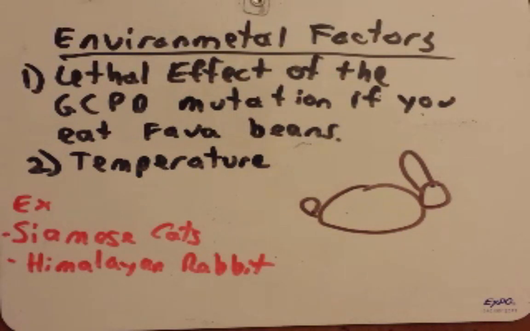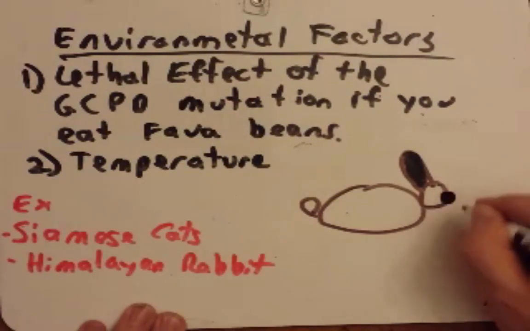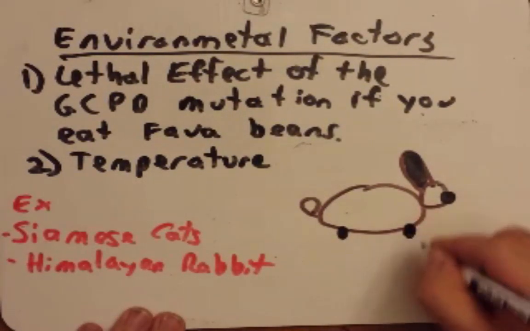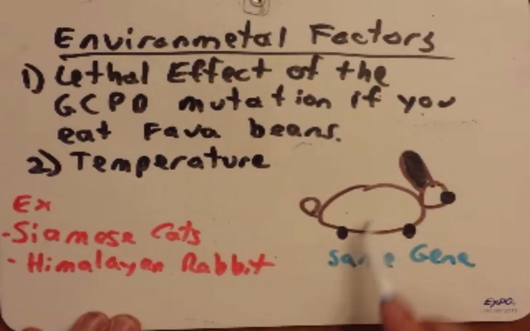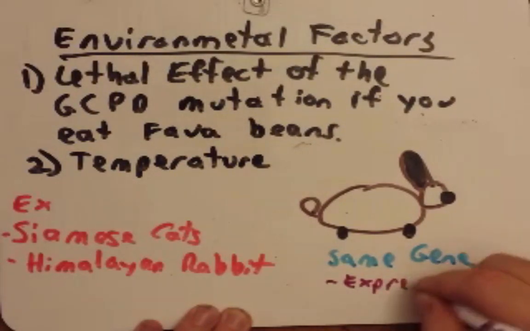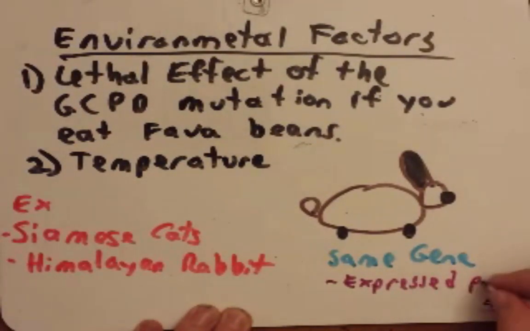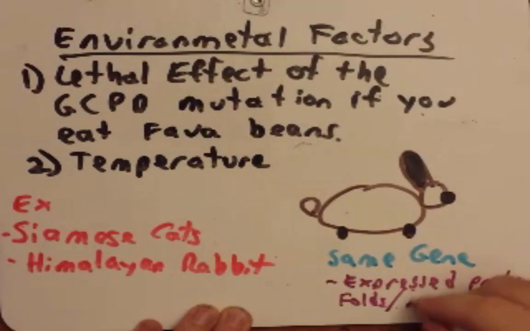In this rabbit, it's white for the most part all over, except the ears are darker, its nose is darker, its limbs are darker, like so. And that's because the gene, remember, same gene in the cells that produce pigments in the white areas and in the darker areas. However, in these areas, in the expressed protein folds differently and the activity is different.